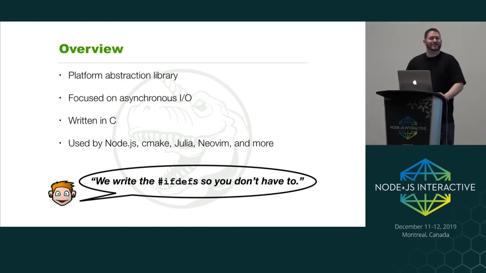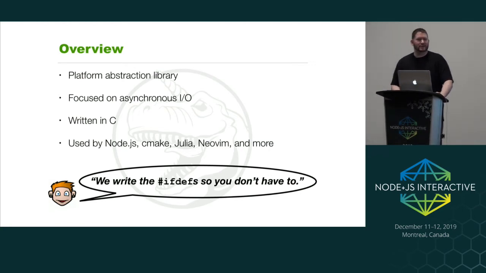All right, so libuv is used by Node, obviously. But it actually has a number of other really big consumers. So a language called Julia, NeoVim, CMake, a bunch of others. At the bottom of the screen here, you will see a cartoon head. That is Saul. He is another one of the libuv collaborators. That's his GitHub icon.